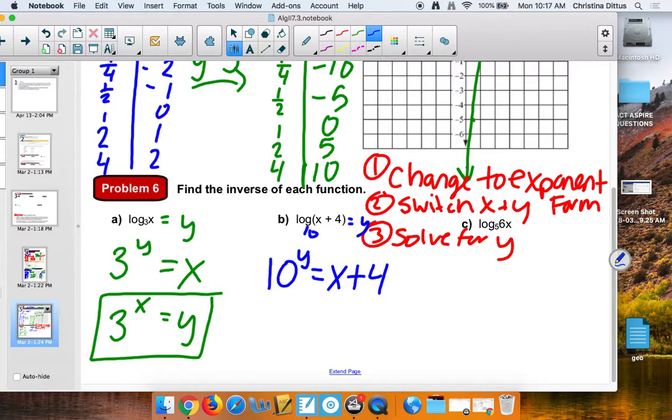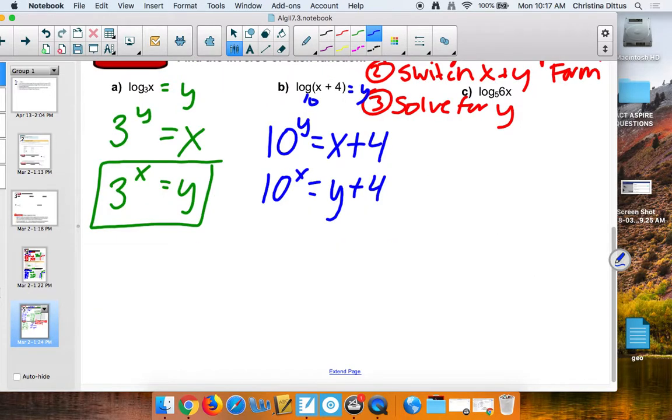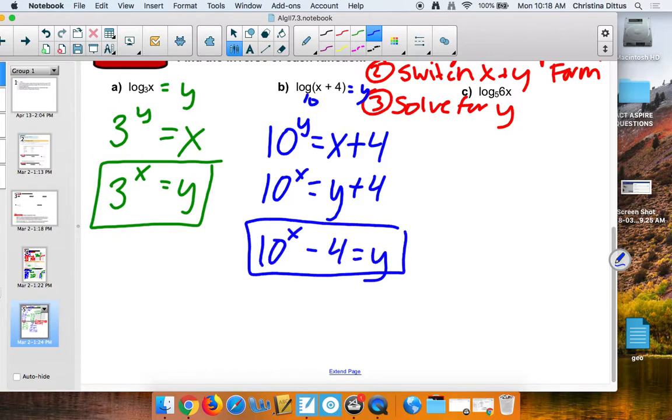Okay, number 1 done. Number 2, I have to do what? Switch. So instead of 10 to the y power, I have 10 to the x power, and it equals y plus 4. Last thing I have to do is get y by itself. How do I do it? Subtract 4. So I get 10 to the x power minus 4 equals y. y is all by itself, so I'm done.